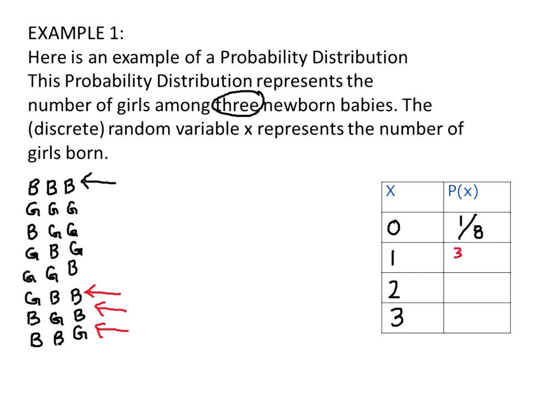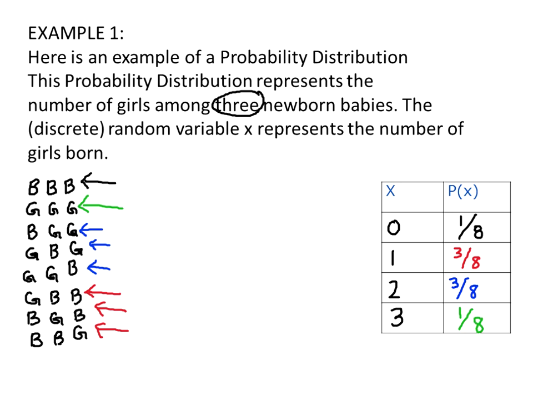That's just 3, right? So that's going to be 3 out of 8. The next one, where X equals 2, is the situation where we have 2 girls. So again, it's 3 out of 8. I'm trying to change the colors here so you can see which ones I'm pointing to. And then the last case, when X equals 3, is when we have 3 girls. That only happens 1 out of 8.